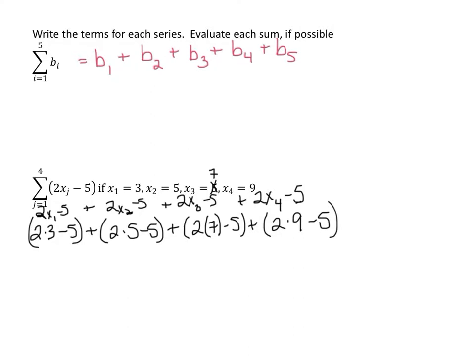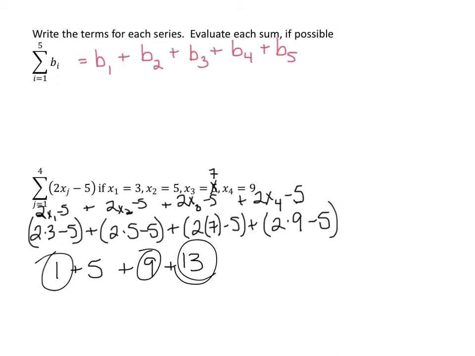So I get 6 minus 5 is 1, 10 minus 5 is 5, 14 minus 5 is 9, and 18 minus 5 is 13. And the way I think about this is I say 9 plus 1 is 10, that makes 23, and add 5 to 23, and I get 28.